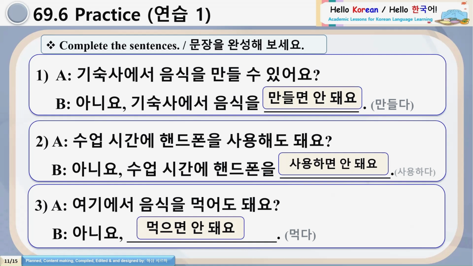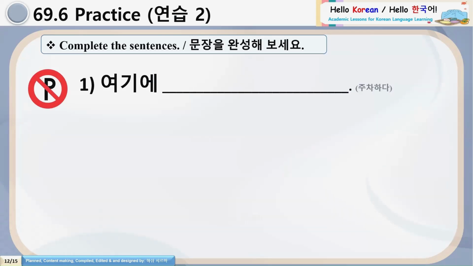Now the explanation is over. Conjugation is over. We have completed the example practice. So please try to use this grammar practically. And one more practice is there. See number 1. Here A. You have to see this sign, the prohibition sign. You know this sign very well. No parking. And parking is yuchahada. Please complete this sentence by using the vocabulary which is given in the bracket. Then what will be the answer? No parking. Parking is not allowed here. Then 여기 A. 주차하면 안 돼요.